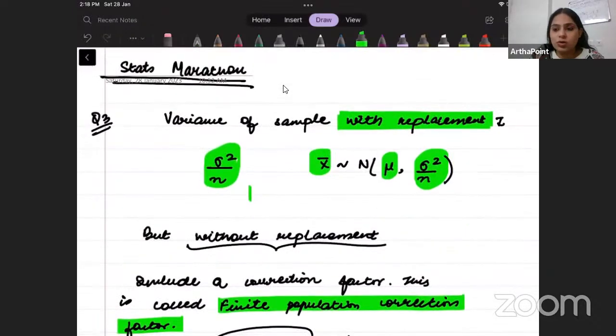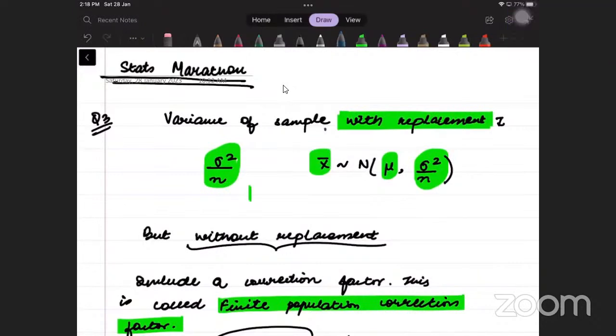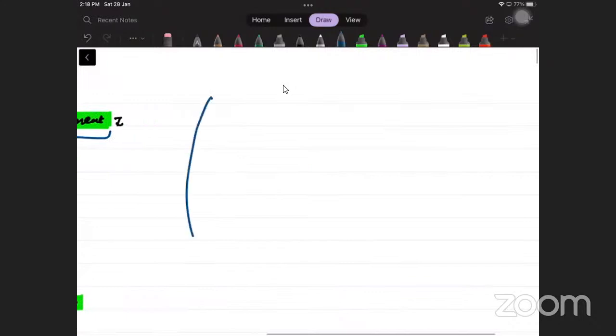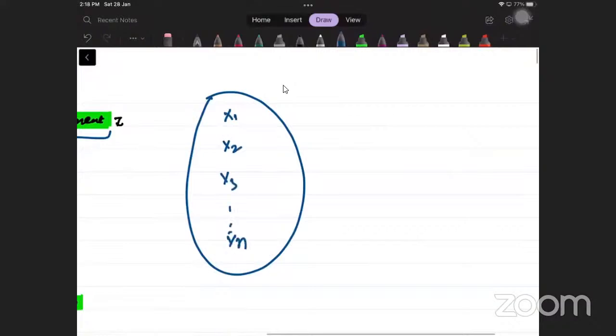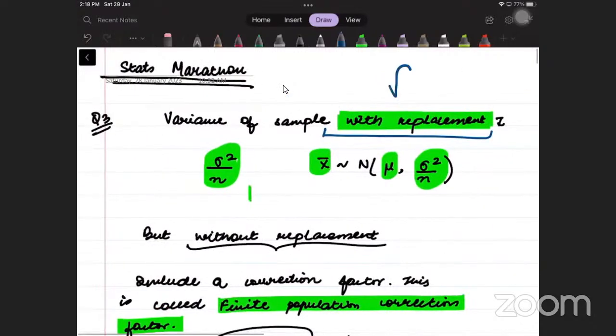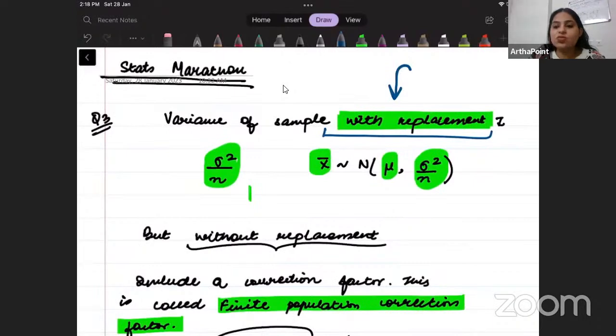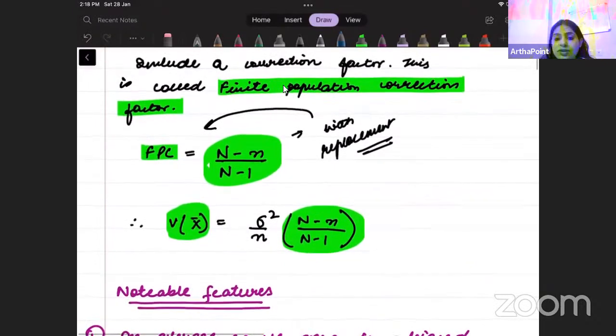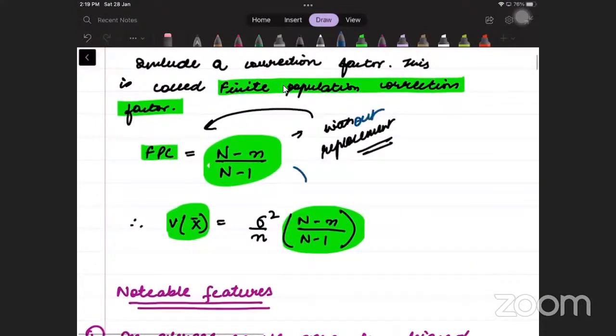Always remember, throughout, one will be without replacement and one will be with replacement. With replacement means that if I have a population with x1, x2, x3 and so on till xn, and I want to make a sample out of it, I can choose any one value and then I can choose that again. That is with replacement. So with replacement has the variance sigma square by n, and without replacement, you're going to include this finite population correction factor.